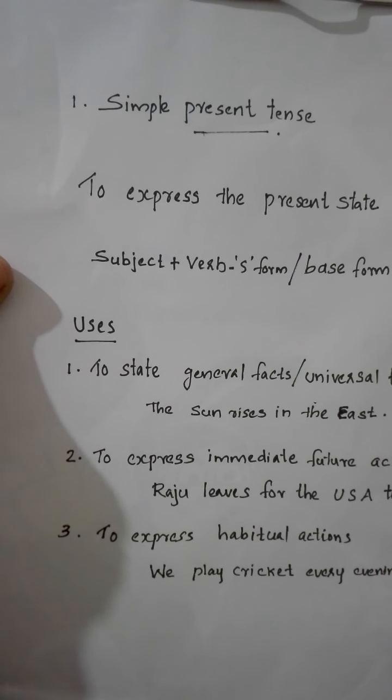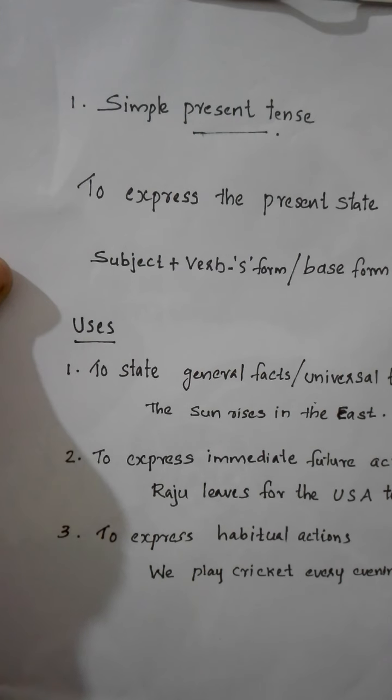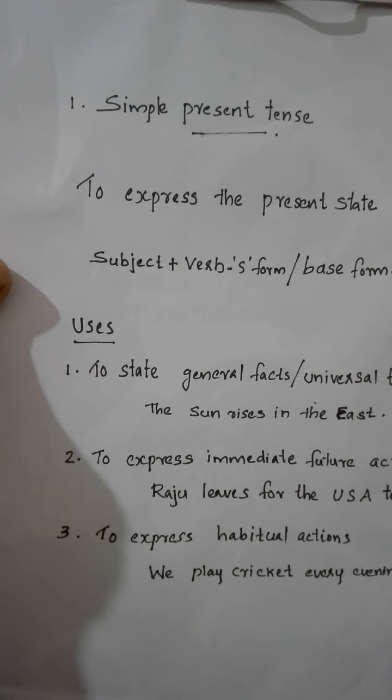Now let's move to simple present tense. See, in simple present tense, we use this tense to express the present state of things. Just like what you are doing now at present, what I am doing now at present, all those things we can tell in simple present tense.